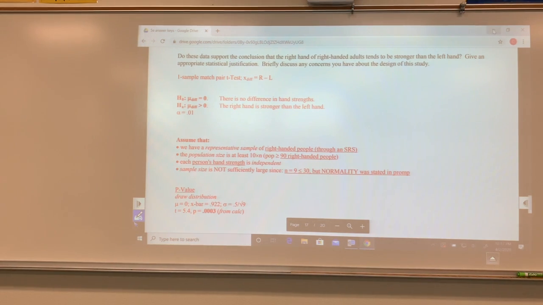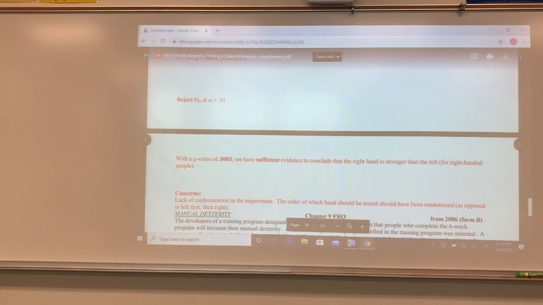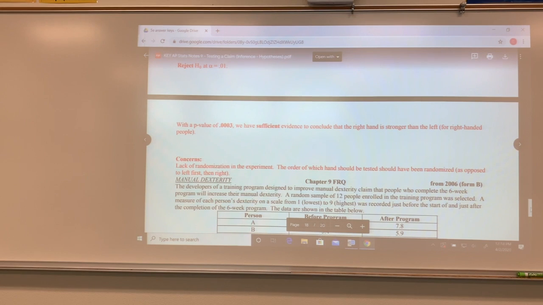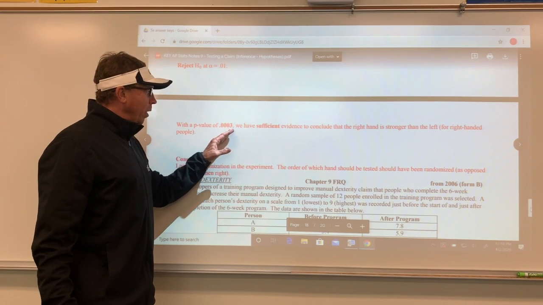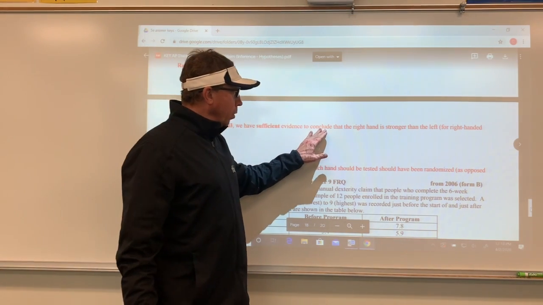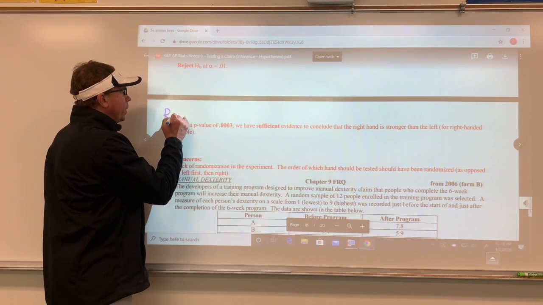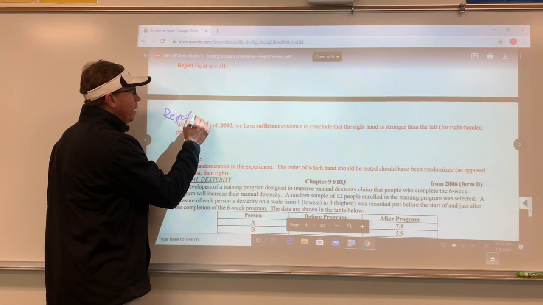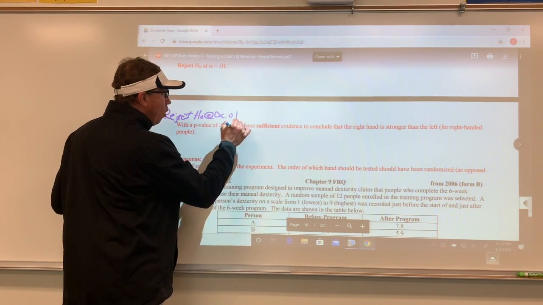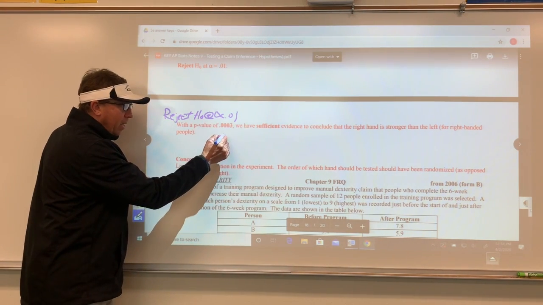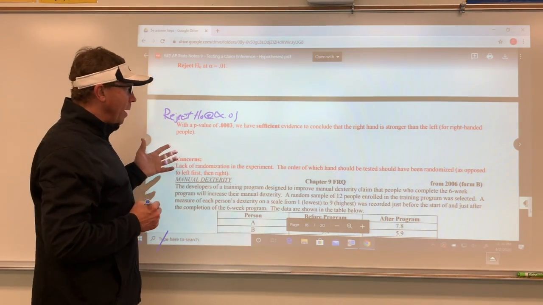So let's look at that. I wrote that here. If a p-value of 0.03, we have sufficient evidence to conclude that the right hand is stronger than the left. Most of the time, people start with this sentence frame. Reject H0 at alpha 0.01. I could have picked 0.05, I could have picked 0.10, whatever, but I just chose 0.01. It doesn't matter, it's smaller than all of them anyways.